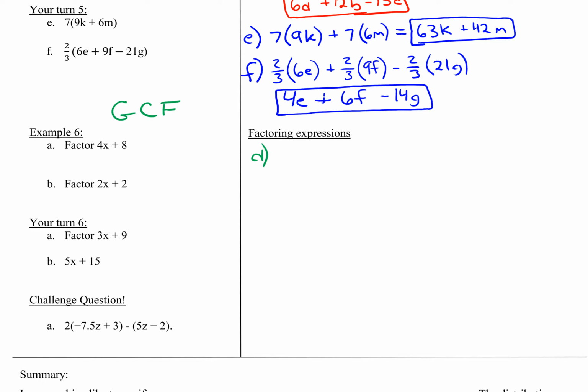The greatest common factor of 4 and 8 is 4. It's the biggest number that will go into 4 and 8 evenly. So I'm going to place a 4 on the outside of my parentheses. And on the inside, we'll divide through. Well, if I divide 4x by 4, that just leaves me with 1x. And then if I divide 8 by 4, that just leaves me with 2.